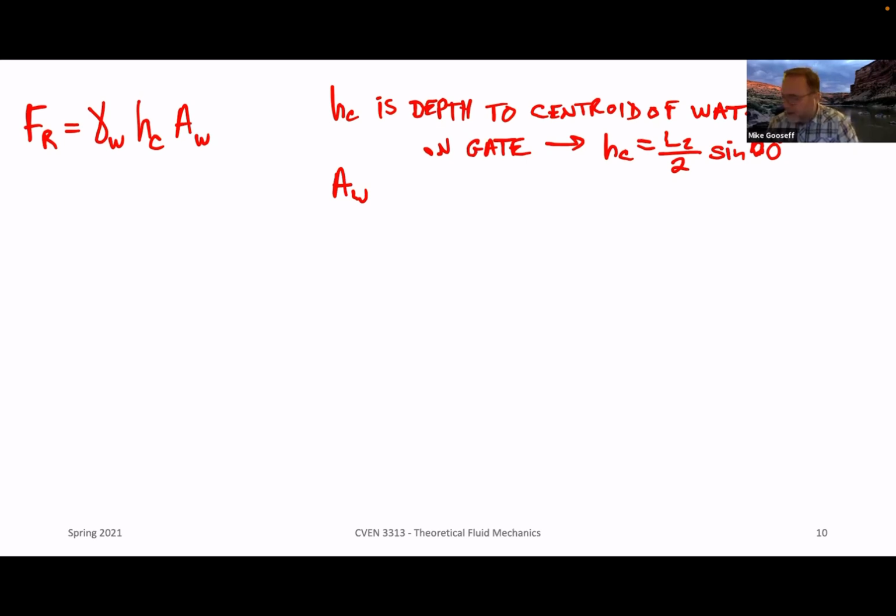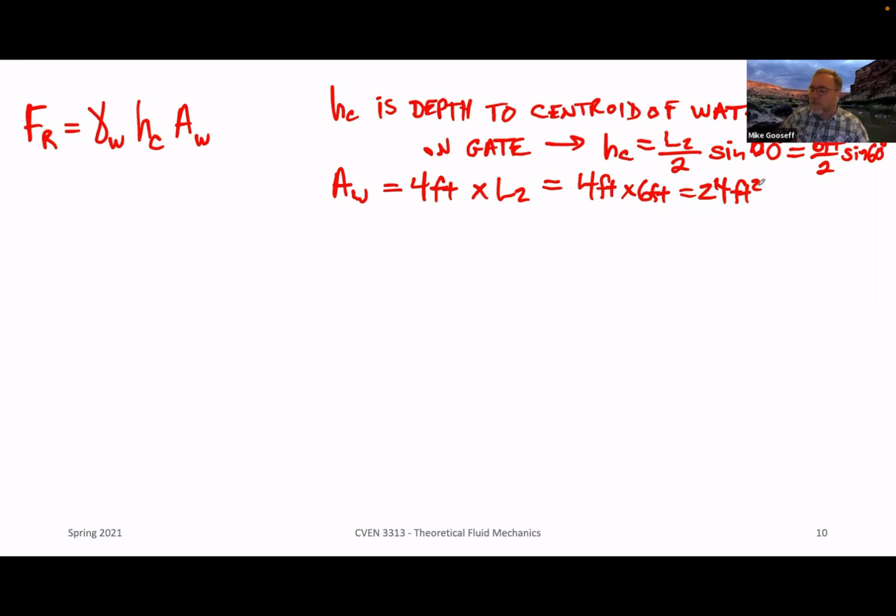But for now, this basically comes out to 6 feet over 2 times the sine of 60 degrees. Okay, so that'll be 3 feet times the sine of 60 degrees essentially. A_w, the area the resultant force is interacting with, we said that we had a 4 foot width times L2 in this case, which is 6 feet. So 4 feet times 6 feet comes out to be 24 square feet.